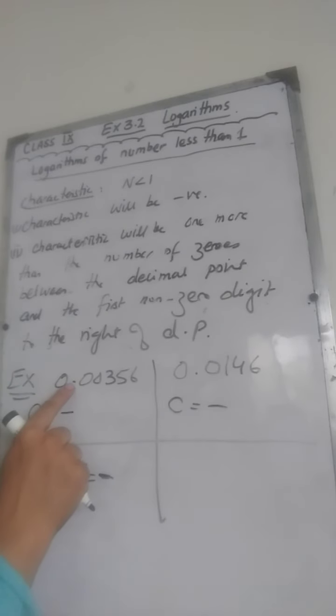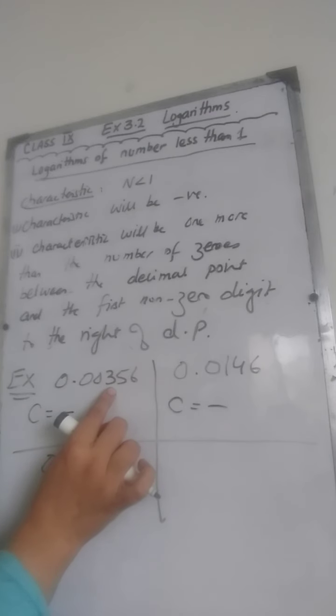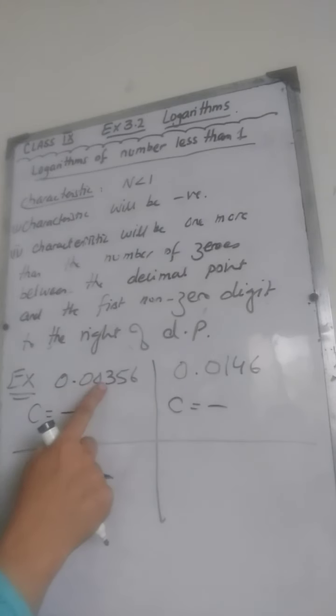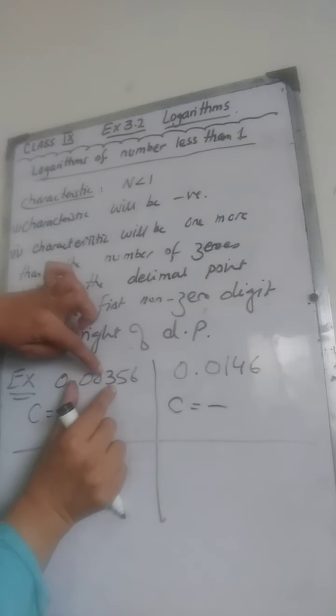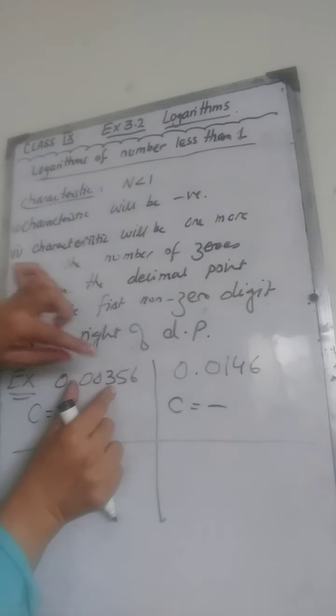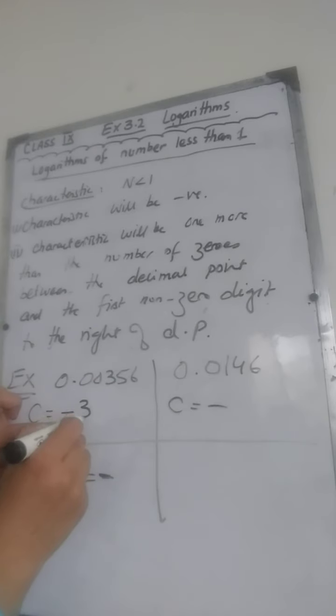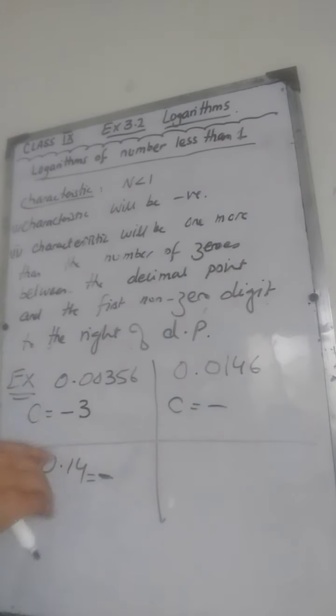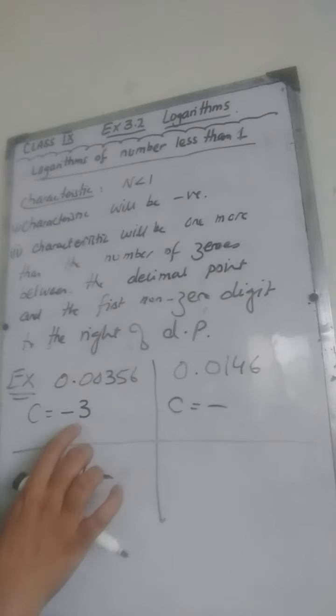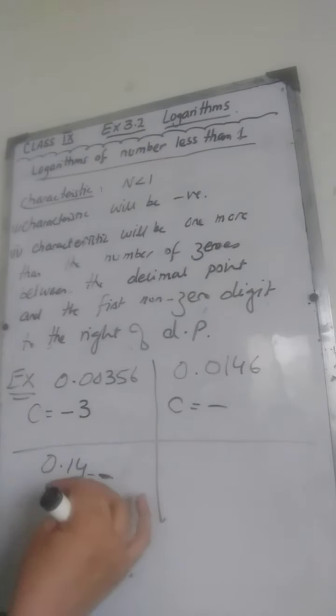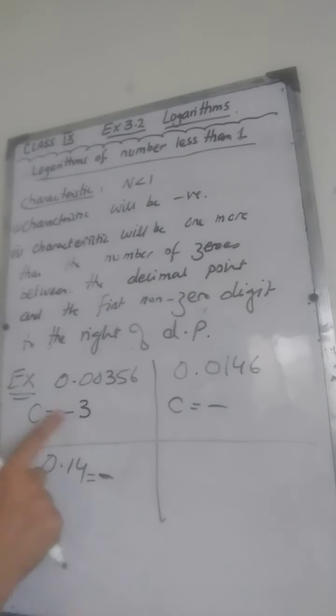The next thing you are going to do is count the number of zeros between the decimal point and the first non-zero digit to the right of the decimal point. This is the first non-zero digit to the right of the decimal point. You are going to count the number of zeros between them: 1, 2. So if the number of zeros is 2, the characteristic will be 3. If there are two zeros, you put 3 over here. You add one to the number and put it over here, and it will always be negative. There will always be a negative sign with it.